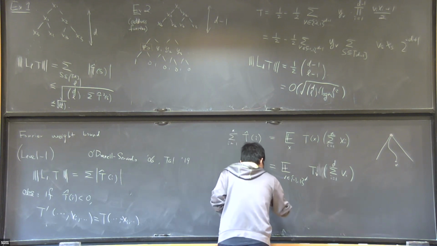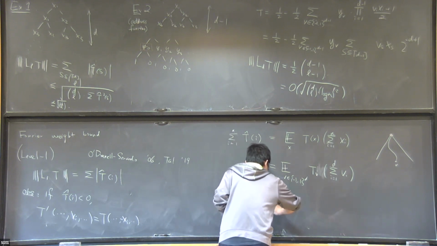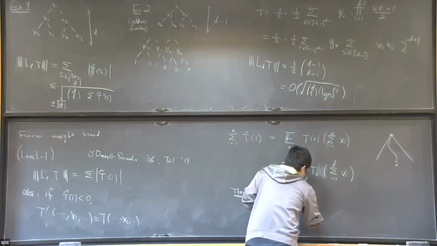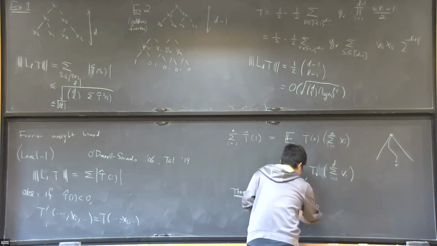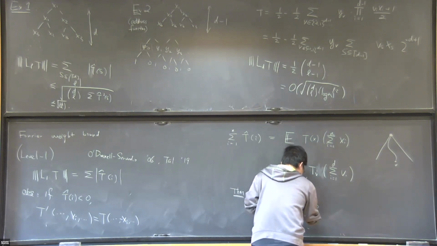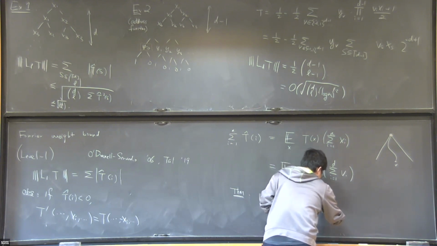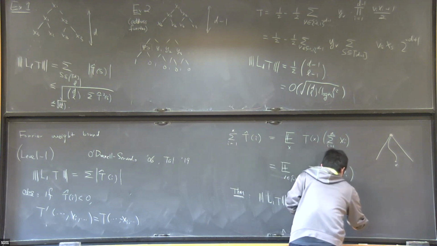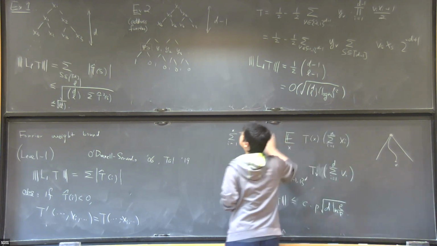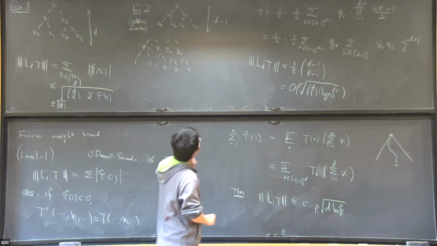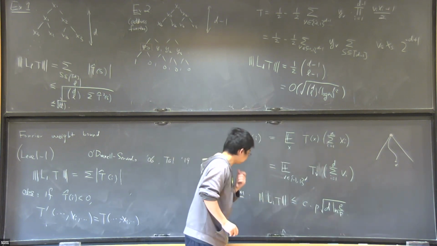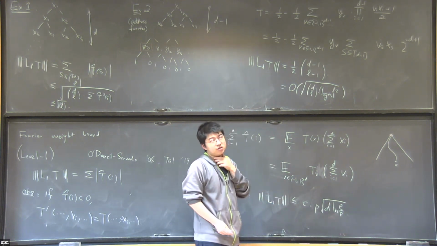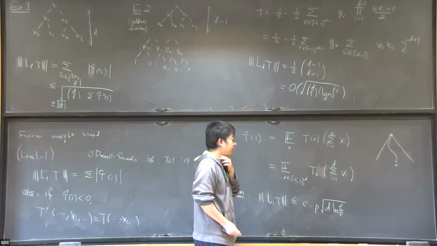So for any decision tree of density p, its level 1 Fourier weight is upper bounded by some constant times p times square root of the depth of your tree and ln of 1/p. Okay, I erased. So this will be the inductive basis that we use in the remainder of the proof.